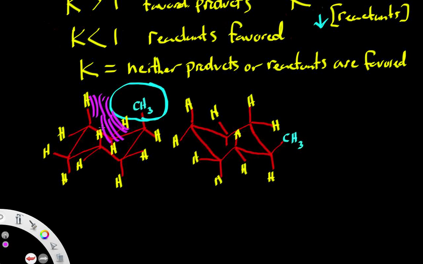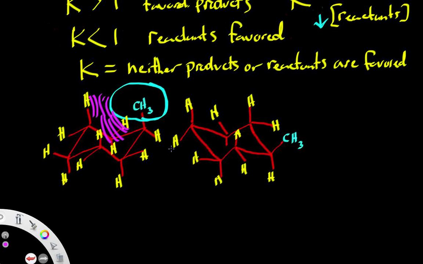So there's a lot of strain, and for that reason, really, we are always going to want our substituents to be pointing in the equatorial position, to avoid that steric strain, and that's why it's always going to be more favorable energetically as well.